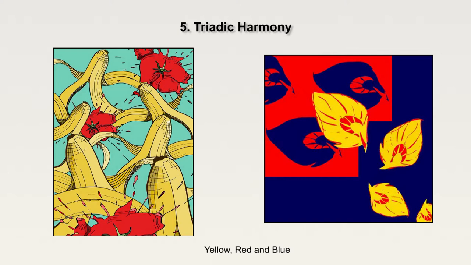More examples of a triadic combination is yellow, red and blue. The same combination in a brighter and darker form can be seen with the image on the right.